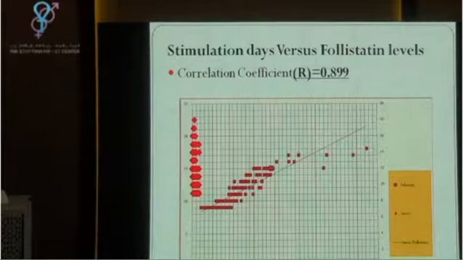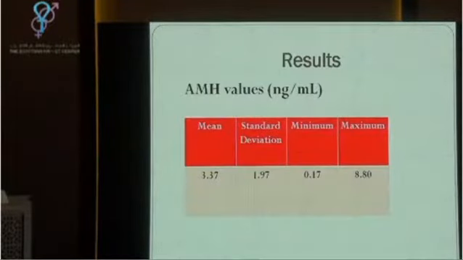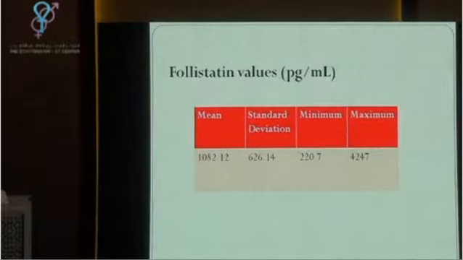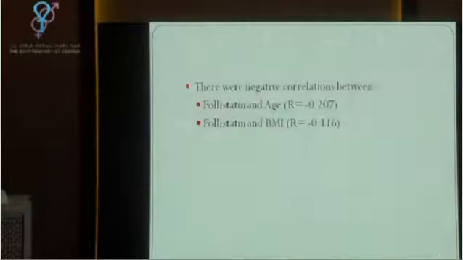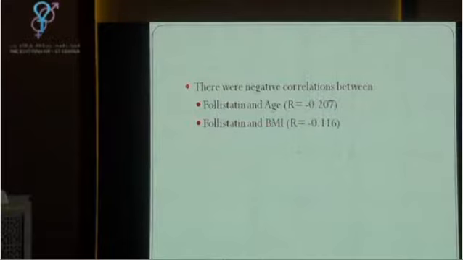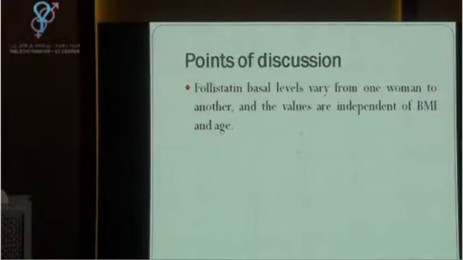To correlate between stimulation days versus follistatin level, taking the whole groups together, we have a very strong positive correlation between them, whereas comparing the AMH together with the follistatin, there was no correlation. So follistatin does not correlate with AMH. It acts independently. It also did not correlate with either age or the body mass index of the patient. So, this created points of discussion.